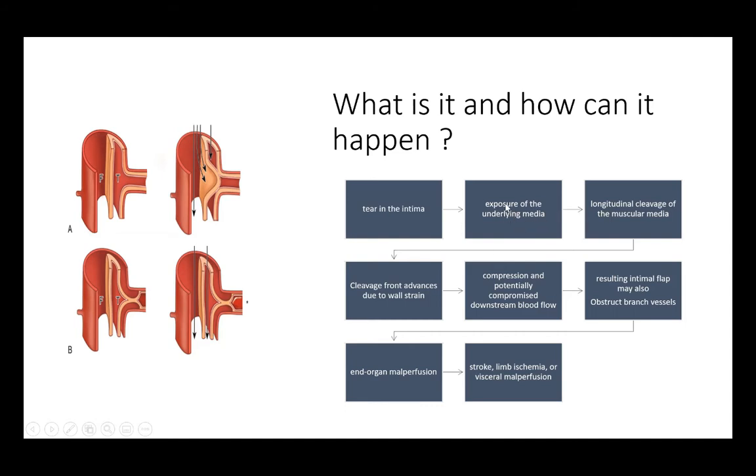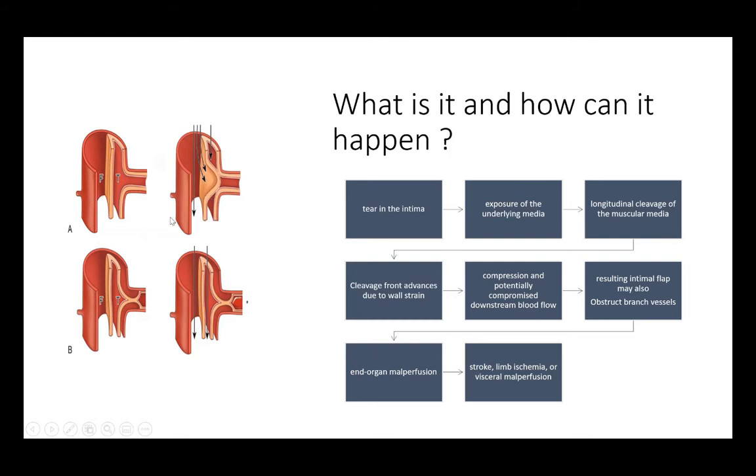to the shear forces of blood flow, which would cause a longitudinal cleavage of the muscular media, literally tearing it apart. This cleavage front advances due to wall strain in the direction of blood flow, although dissection against blood flow has been observed. This accumulation of blood in the false lumen creates a pressure differential, which could increase pressure and may compress the true lumen. This compression can be dynamic or static. The compression can potentially compromise the downstream blood flow of the true lumen of the aorta.